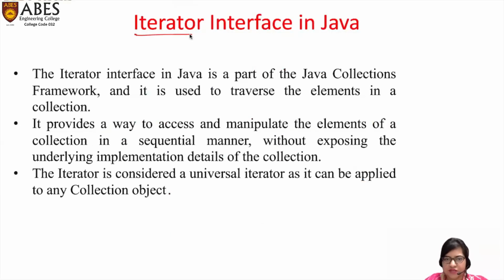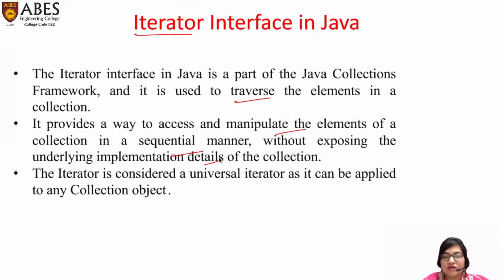Iterator interface. As the name suggests, iterator comes from iteration. Iterator interface in Java is a part of the Java collection framework and it's used to traverse the elements in a collection. Basically, it provides a way to access and manipulate the elements of a collection in a sequential manner. Please note it down, sequential manner, without exposing the underlying implementation details of the collection. It means it doesn't affect the original data.